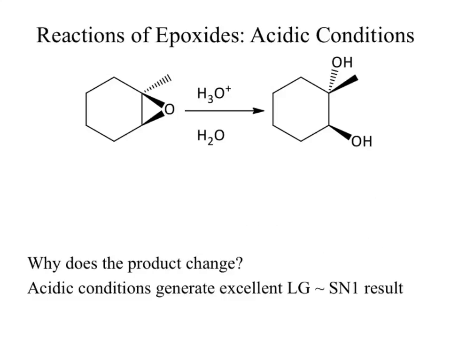Acidic conditions generate that really good leaving group that pushes our SN1-like result. Okay, so it's important to remember when you're dealing with the epoxide ring openings, it's going to change the regiochemistry, so where our nucleophile does its substitution. Okay?